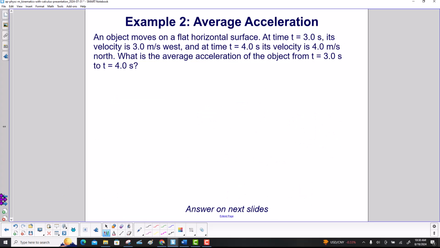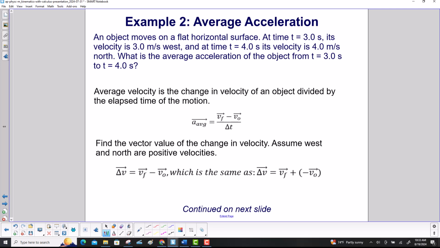Average acceleration. An object moves on a flat horizontal surface. At time 3 seconds, its velocity is 3 meters per second west, and at time 4 seconds, its velocity is 4 meters per second north. What is the average acceleration of the object from t equals 3 to t equals 4 seconds? Average acceleration is the change in velocity of an object divided by the elapsed time of its motion. And that's our equation right over here, Vf minus V0 over delta t.